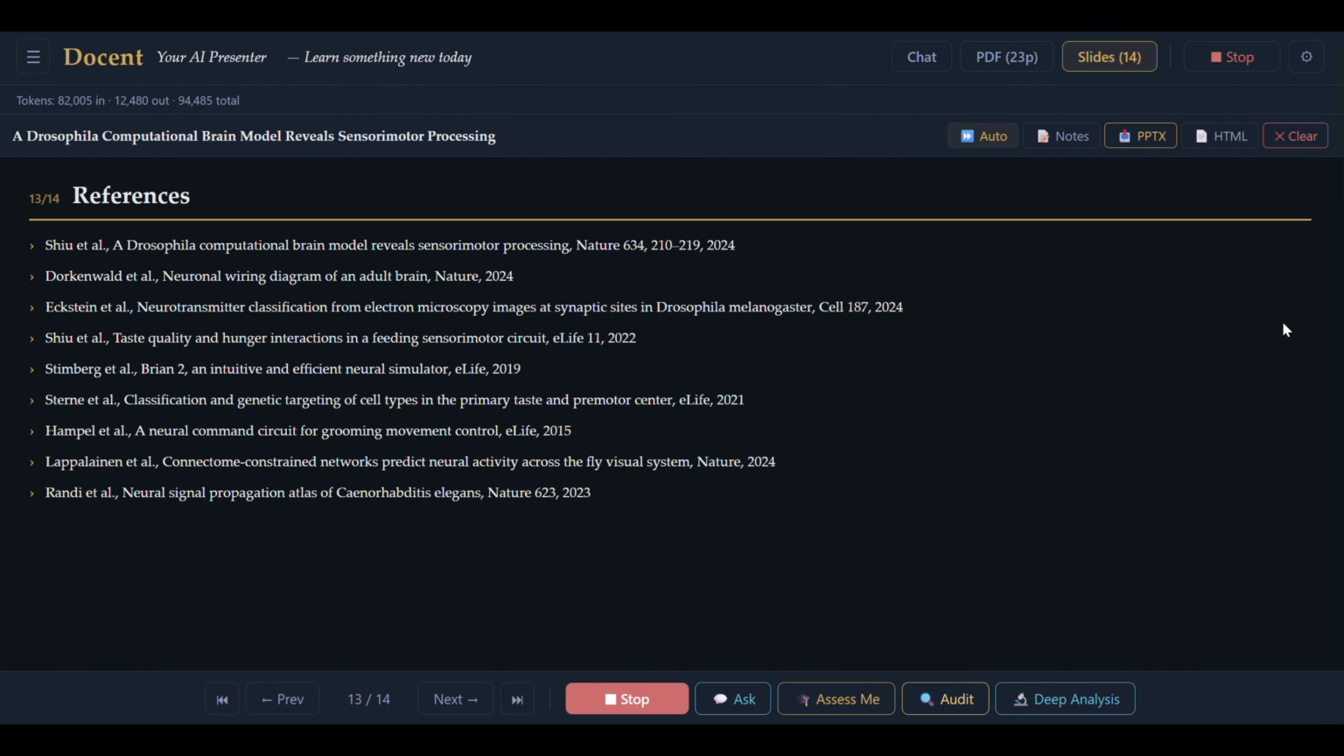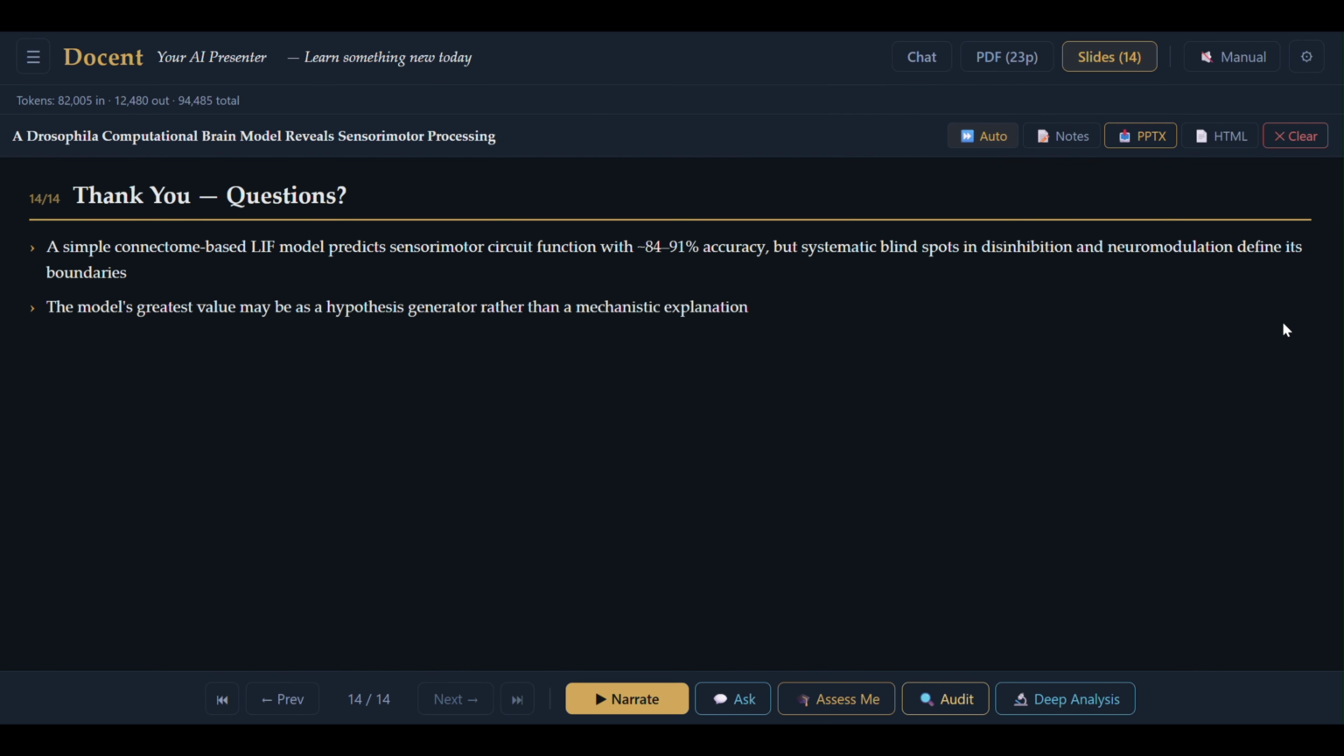Here are the key references cited throughout this presentation. The primary paper under discussion is Xu et al. 2024 in Nature. Several supporting references include the FlyWire connectome papers, the neurotransmitter prediction dataset, prior work on the feeding circuit, and the C. elegans comparison study that provides important context for the model's limitations.